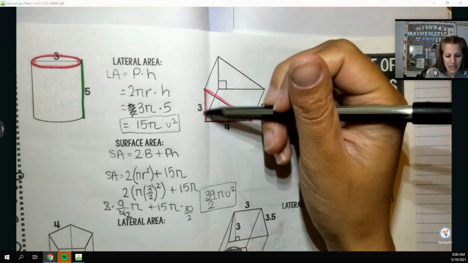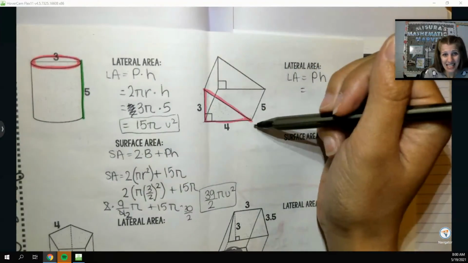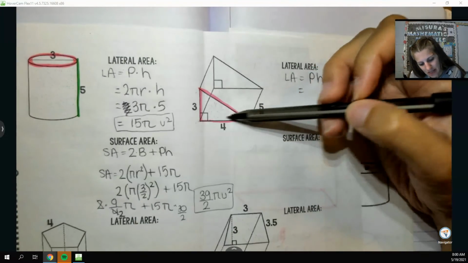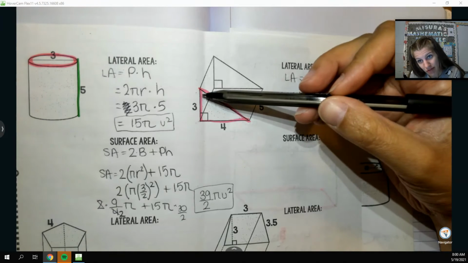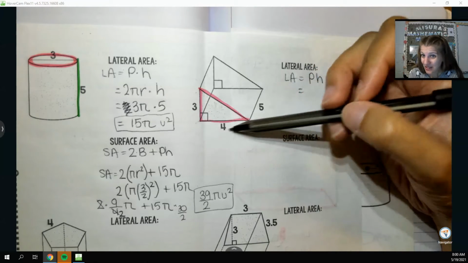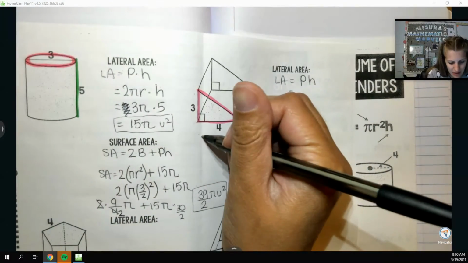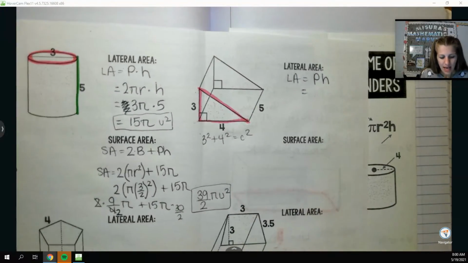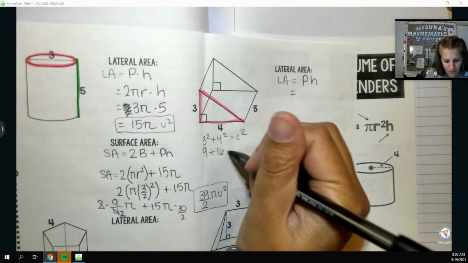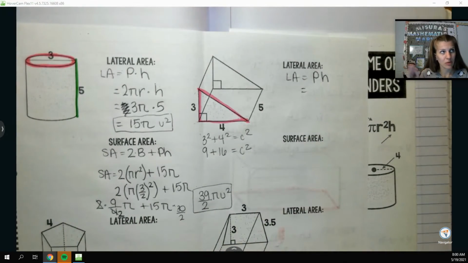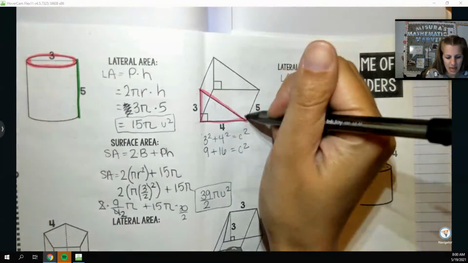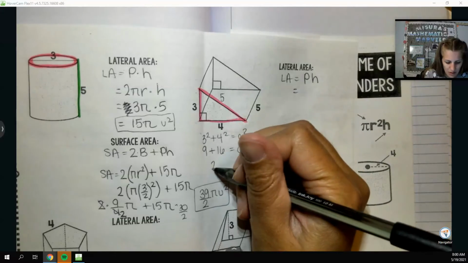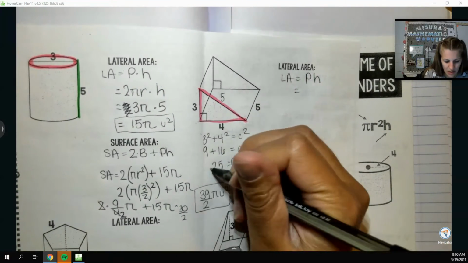So perimeter of the base, I need to add up all the sides, and I don't know them all right now. They've shown me that this side here is 3, this side here is 4, and that side I do not know. But it's on a right triangle, so I could do the Pythagorean theorem to figure it out. So 3 squared plus 4 squared equals something squared. And better yet, if you are remembering your triples, the most used triple, 3, 4, 5, you already know that this hypotenuse here has a length of 5. So just finish that out real quick.